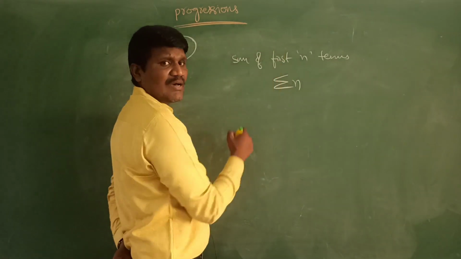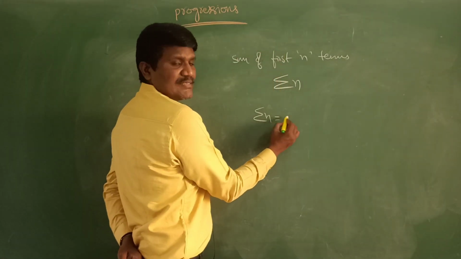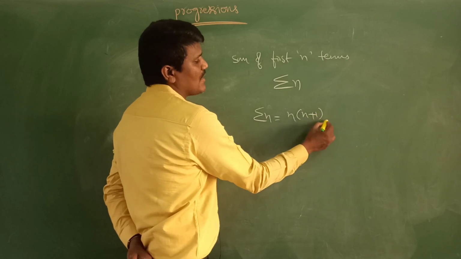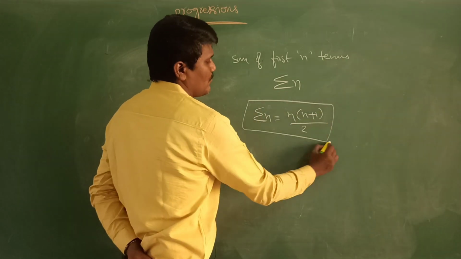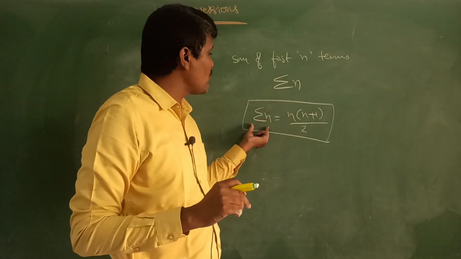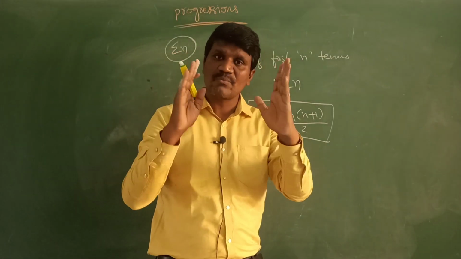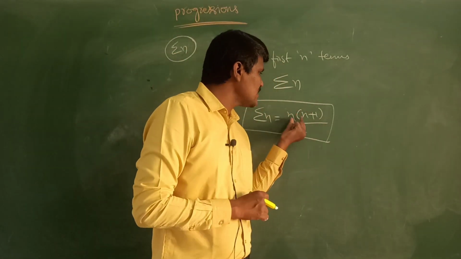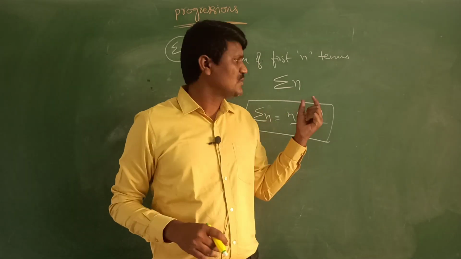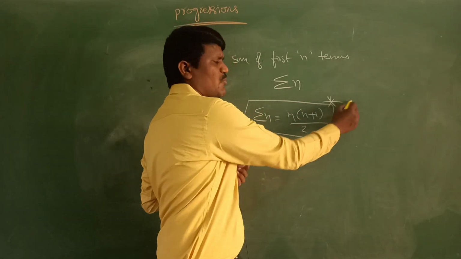So what is the formula? The formula sigma n is equal to n into n plus 1 by 2. So this is the important formula. What is the sum of first n terms? The sum of first n terms formula is n into n plus 1 by 2. This question is asked so many times, the most important one.